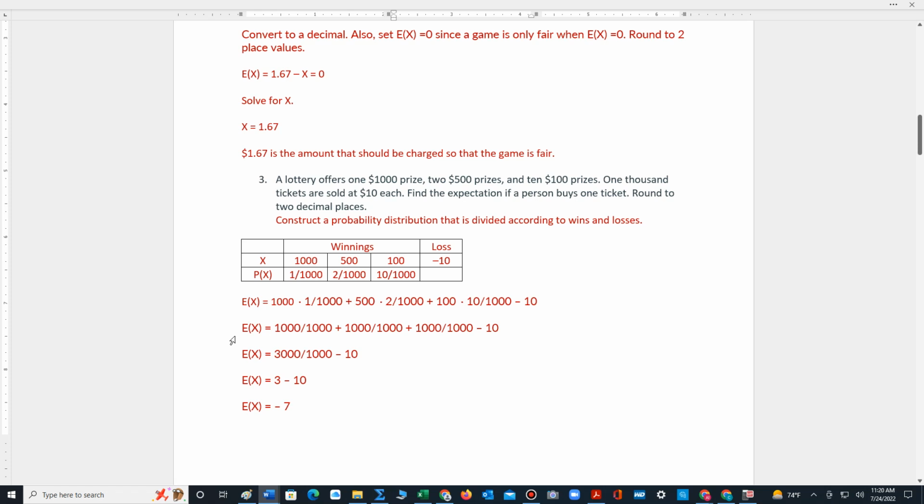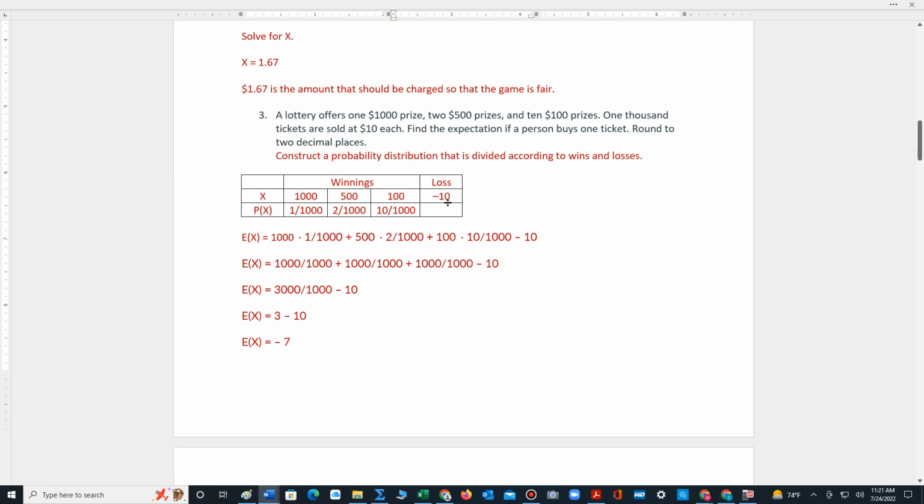Number 3, we have another expected value problem. It involves a lottery. If a person buys 1 ticket, they can win $1,000. To win that $1,000, there's 1 chance out of 1,000 tickets that are sold. They could win 500. There's 2 chances out of 1,000 tickets sold. Or they could win $100. There's 10 chances out of 1,000. The cost to play the game is $10. So -10 for the loss.